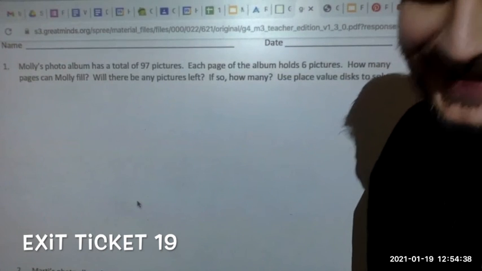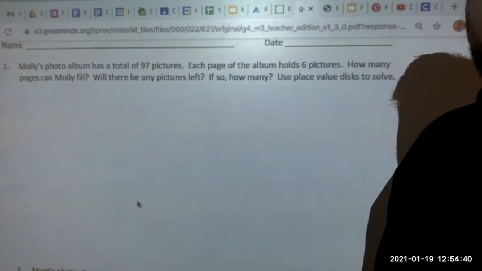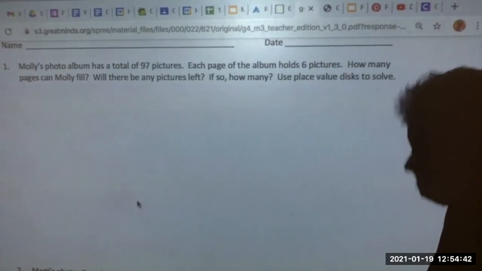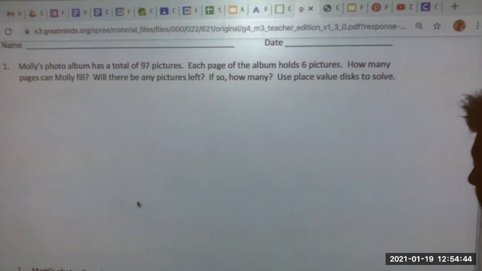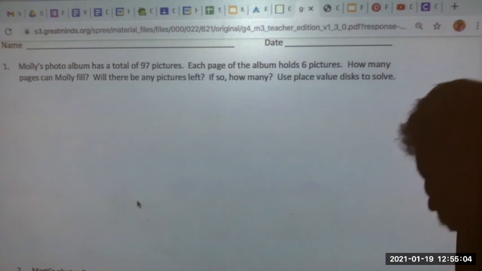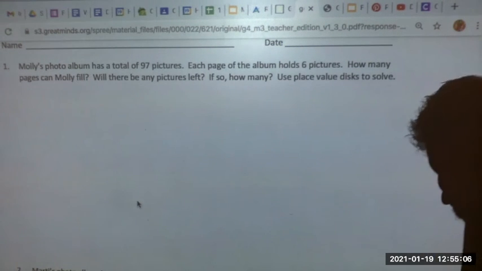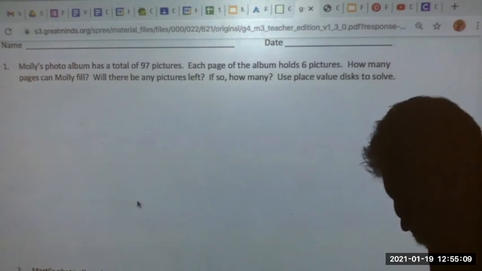Exit ticket time, my favorite time. So Molly's photo album has 97 pictures in it. Each page of the album holds 6 pictures. How many pages can Molly fill? Will there be any pictures left? If so, how many pictures are left? And then use place value discs to solve. So solve this the way you like it. It says place value discs, but 97 discs is a lot to draw. So if you like solving it another way, do it that way.